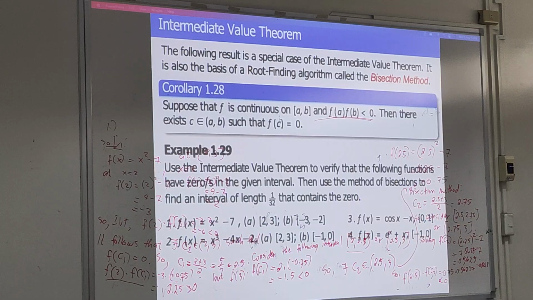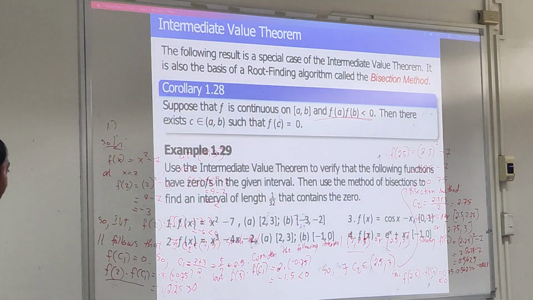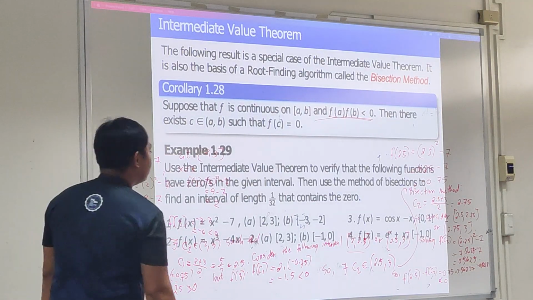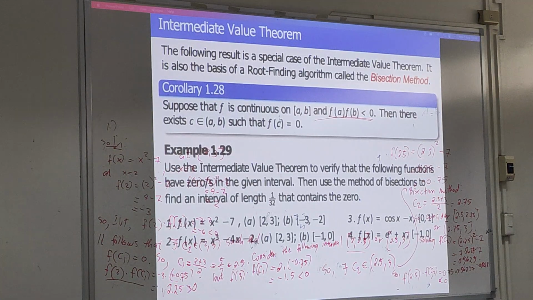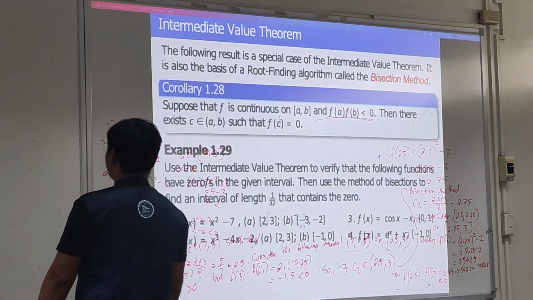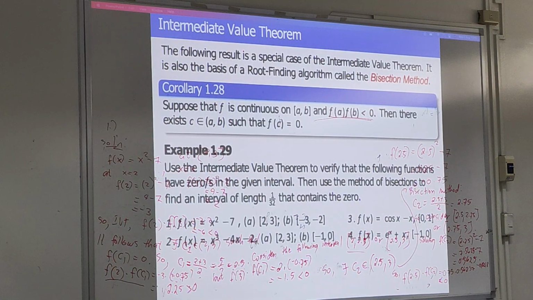So what is the definition of it? Thus, there exists C3, an element of this interval, 2.5 to 2.75.